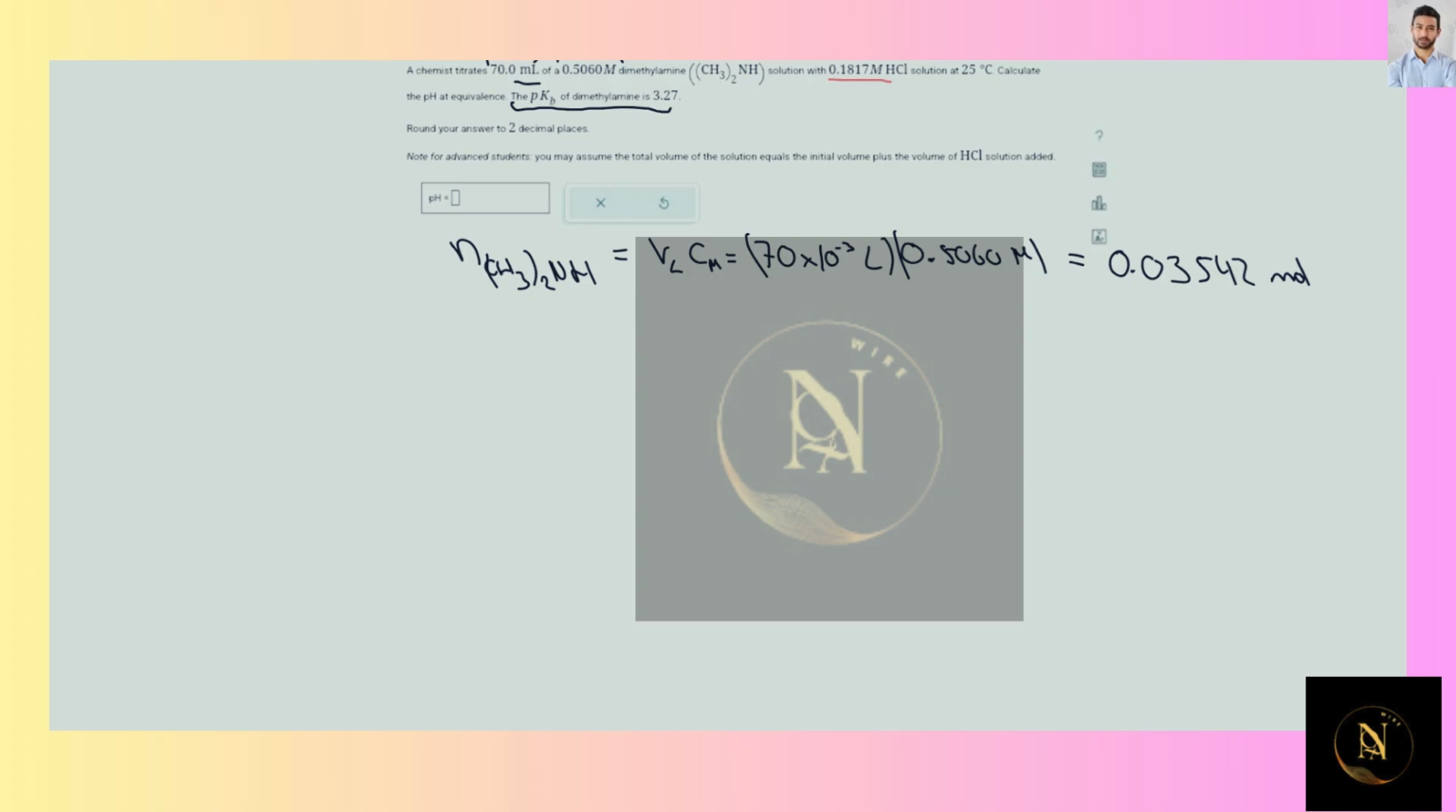In this case, the titration reaction is a 1-to-1 reaction, so that means that we're going to require the same amount of mole of HCl, or to be more proper, of H3O plus, in order to titrate this solution. So this implies that the volume required of HCl would be equal to the amount of mole of HCl required divided by the concentration in molarity of HCl. This is going to be 0.03542 mole divided by the concentration of 0.1817 molar.